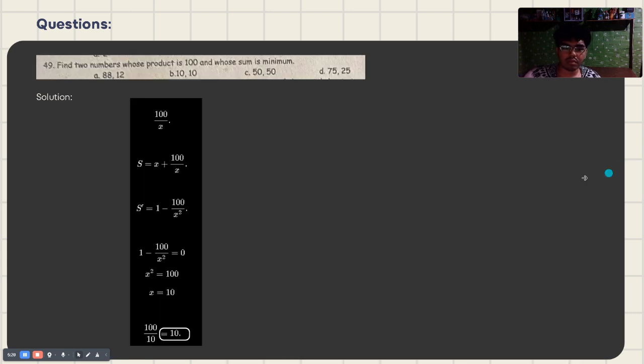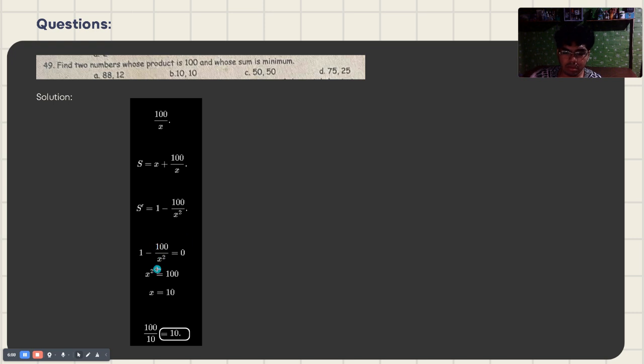Next, 49. Find two numbers whose product is 100 and whose sum is minimum. So for the solution, one number will be x. So the other is 100 over x. Then s is equal to x plus 100 over x. So differentiate this. So s prime is equal to 1 minus 100 over x squared.